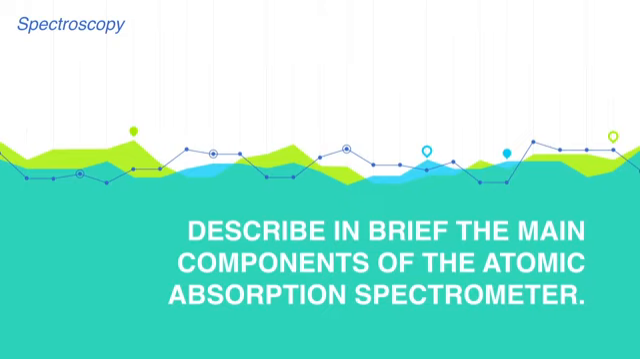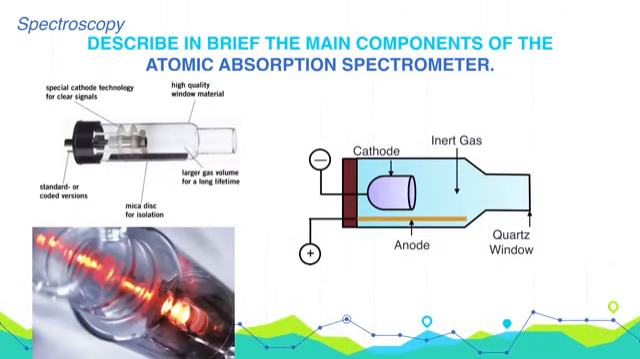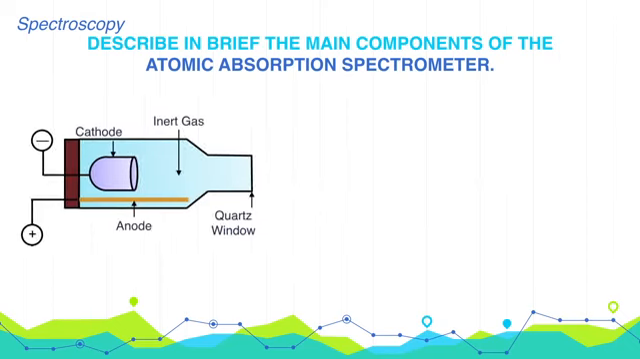Describe in brief the main components of the atomic absorption spectrophotometer. The main components of the atomic absorption spectrometers include: first, source of radiation. Source of radiation is hollow cathode lamp.